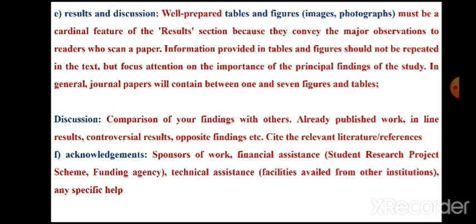You can acknowledge the technical assistance, like facilities you have availed from other institutions. Also, you can acknowledge any specific help that you get from the department, your colleagues, friends, other students, and other areas. And at the last, in the research paper, there is a mention of references. We call these end references. So this is in general the structure of a scientific research paper.